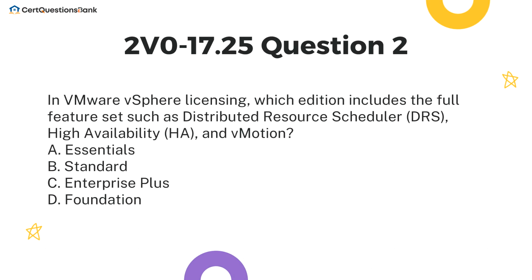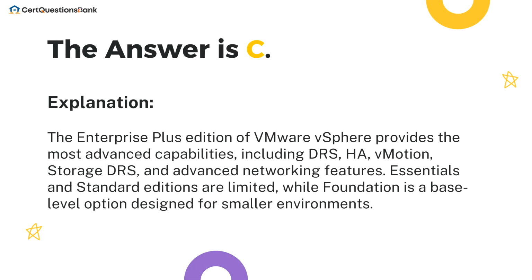In VMware vSphere licensing, which edition includes the full feature set such as Distributed Resource Scheduler (DRS), High Availability (HA), and vMotion? A. Essentials. B. Standard. C. Enterprise Plus. D. Foundation. The answer is C.